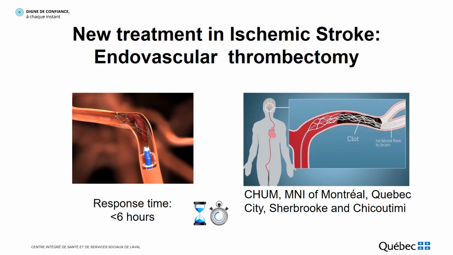Endovascular thrombectomy is also used for the treatment of ischemic stroke. The doctor will insert a thin tube through an artery in the patient's groin, guiding it with X-ray imaging through blood vessels to the brain, and there retrieving and removing the clot. But this can only be done within a 6-hour window from the onset of the stroke symptoms.